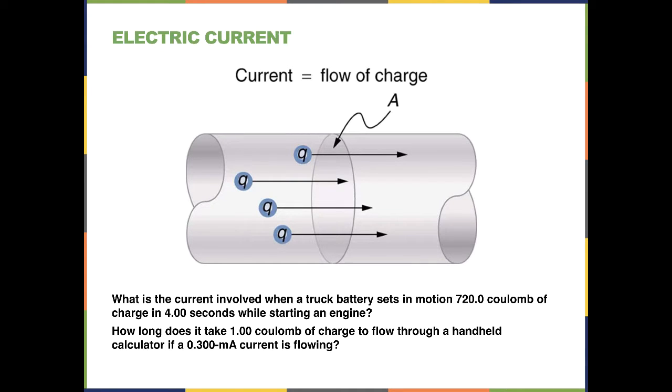How long does it take for 1 coulomb of charge to flow through a handheld calculator if the current is 0.3 milliamps, which is 0.3 times 10 to the minus 3 amps? Again, we know that I is equal to delta Q over delta T. So if you solve for delta T, that's delta Q over I. In this case, the time period would be 1 coulomb divided by 0.3 times 10 to the minus 3, or 3 times 10 to the minus 4. If you do the math, you'll get 3,333 seconds.